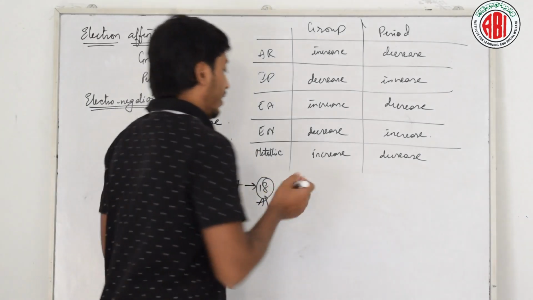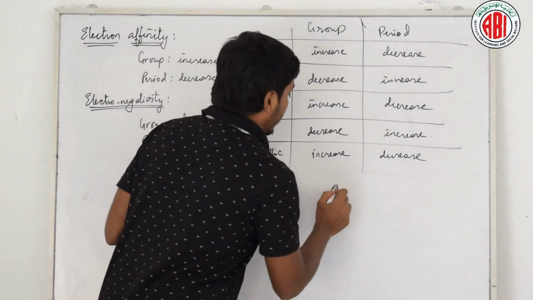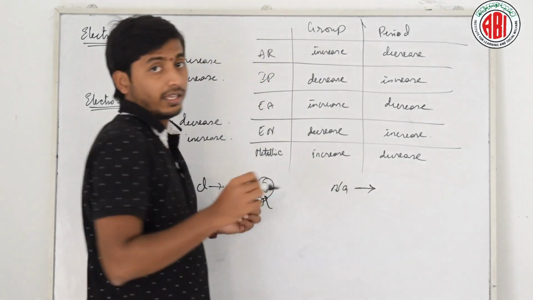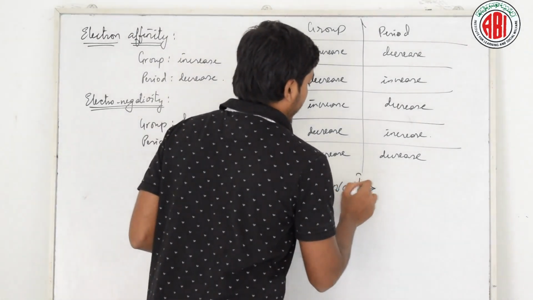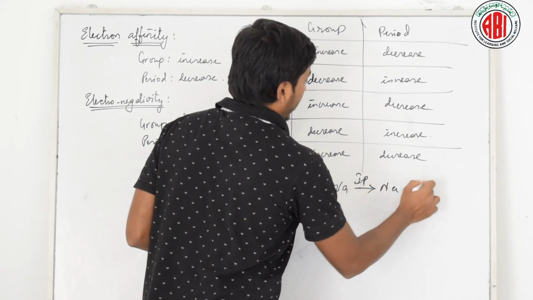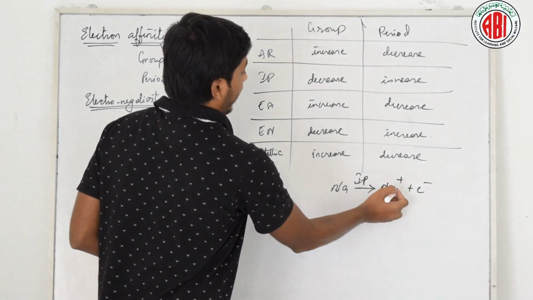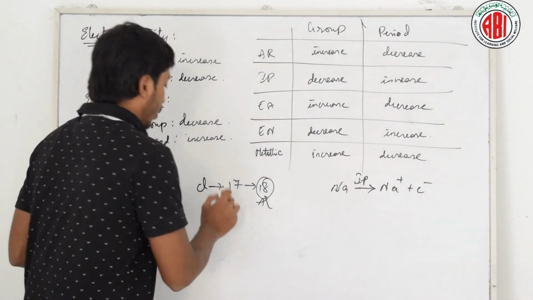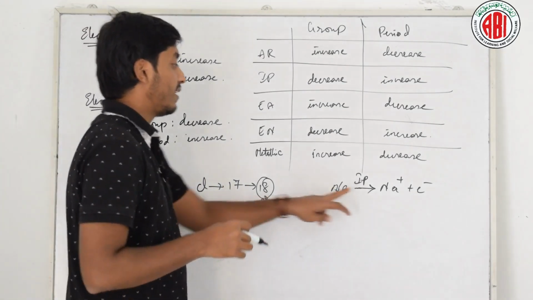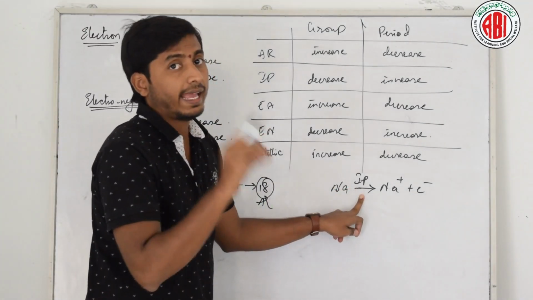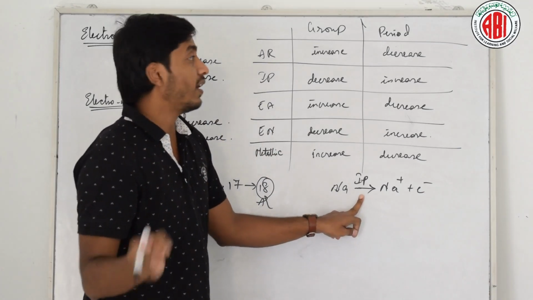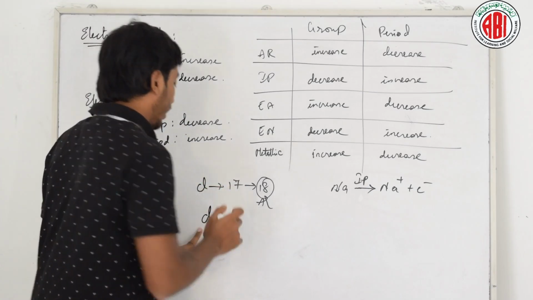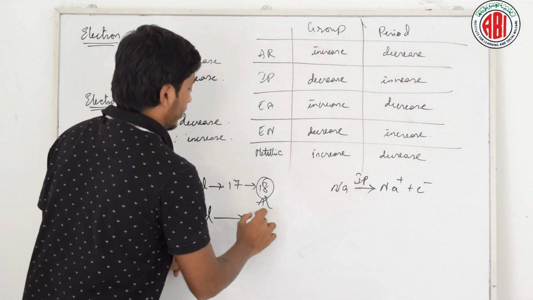How did we learn it with sodium? When sodium is given some energy, that energy removes an electron from sodium, making it Na plus. Isn't it? Whereas when it comes to chlorine, chlorine requires an electron, so here we are giving an electron to the atom, so it comes under the influence of the nuclear charge. Here the energy is released, right? Chlorine releases some energy, right?